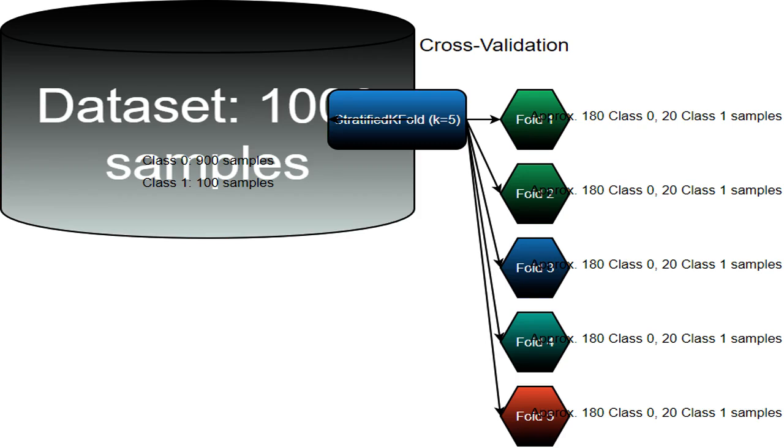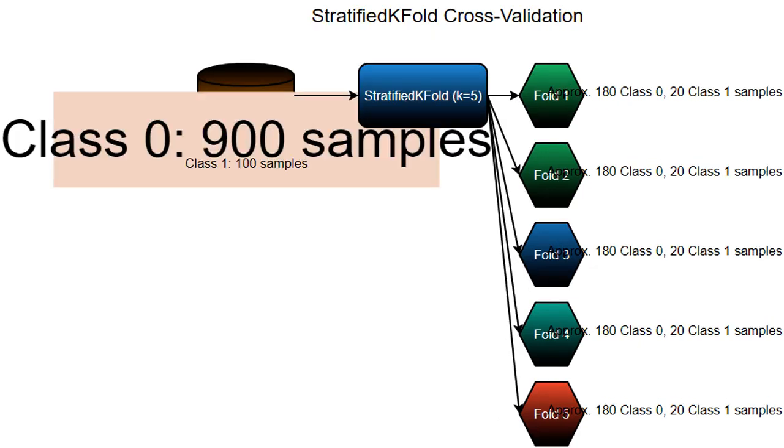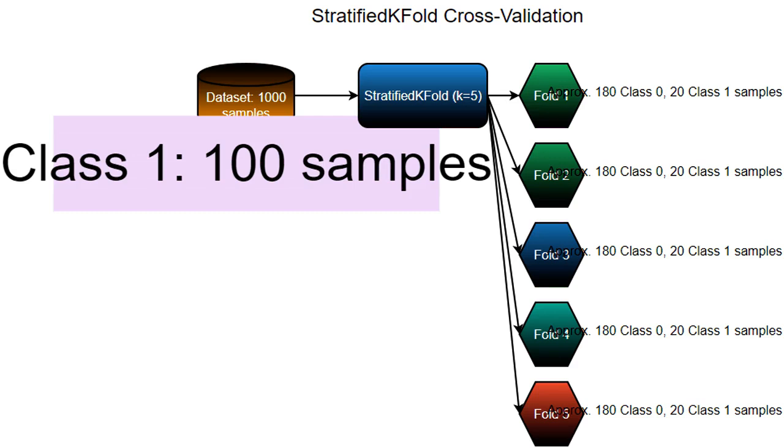I have a dataset with 1000 samples in total. This is the starting point for my StratifiedKFold cross-validation. Out of the 1000 samples, 900 belong to class 0. This represents a significant majority of my data. The remaining 100 samples are from class 1. This is a much smaller class, leading to an imbalanced dataset. I need to ensure that my cross-validation technique doesn't bias my model's evaluation in favor of the majority class.